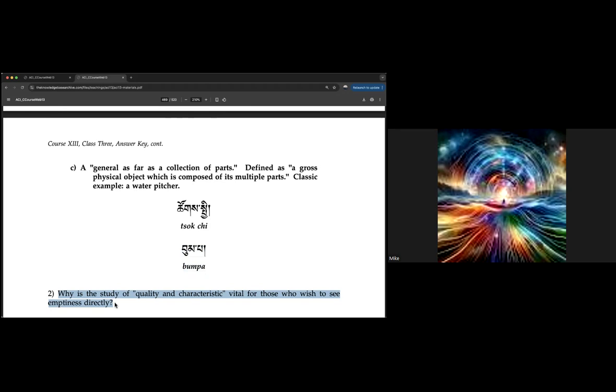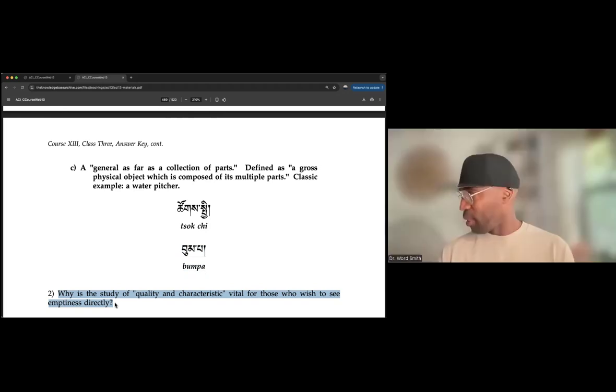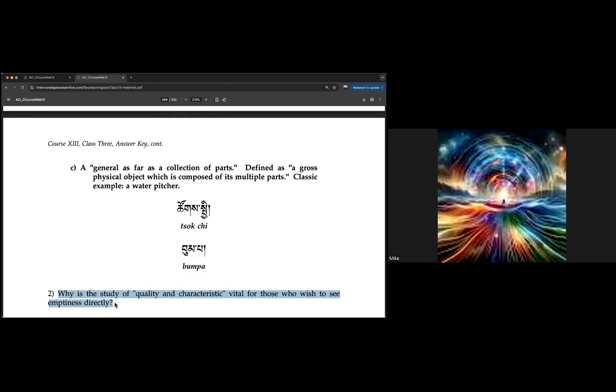Why is the study of quality and characteristic vital for those who wish to see emptiness directly? Yeah, Mike, why is it vital? Because that is how we conceptualize objects. If we know the difference between quality and characteristic, we're not thinking that a cup and the cup is the same as cup.